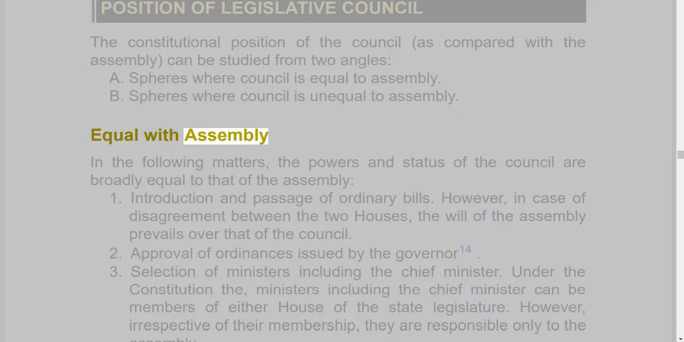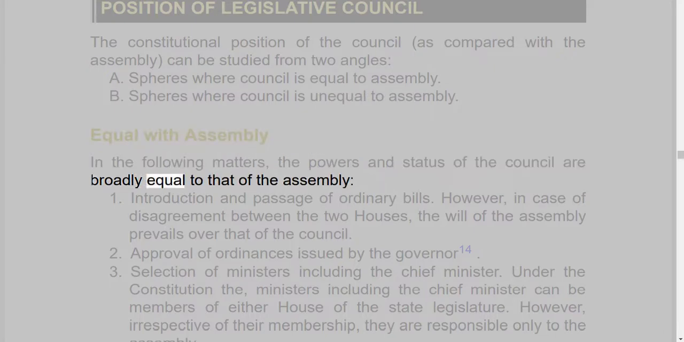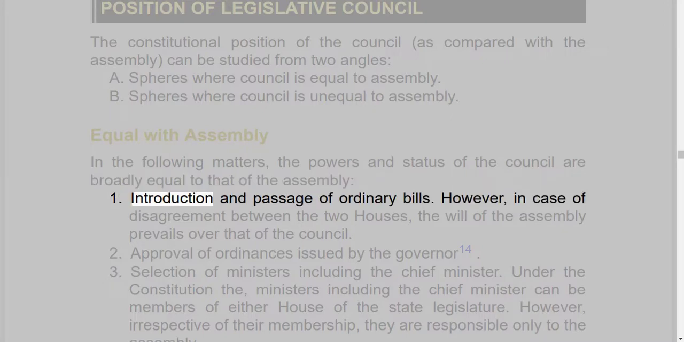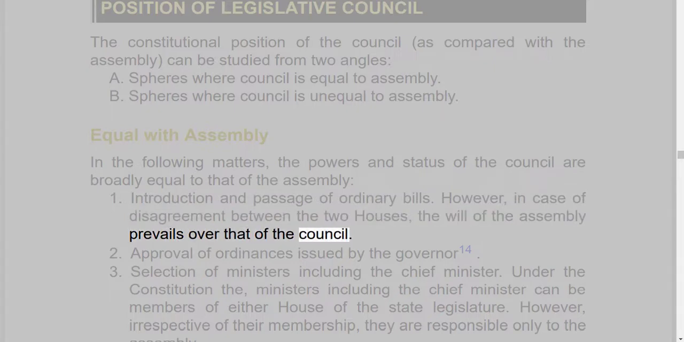Equal with Assembly. In the following matters, the powers and status of the Council are broadly equal to that of the Assembly. 1. Introduction and passage of ordinary bills. However, in case of disagreement between the two houses, the will of the Assembly prevails over that of the Council. 2. Approval of ordinances issued by the Governor.